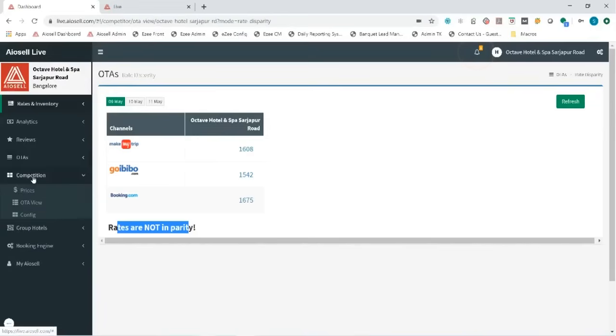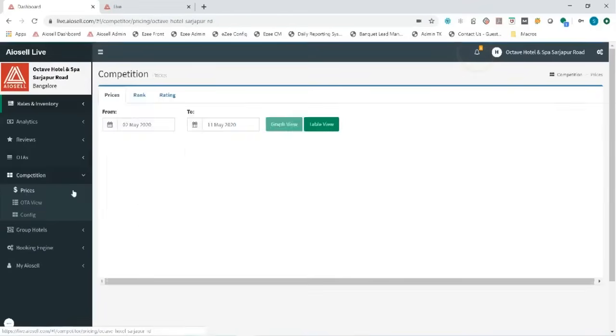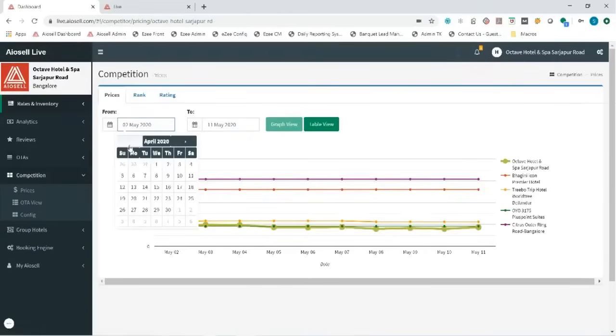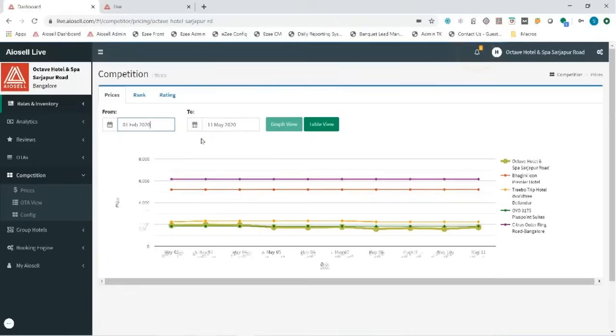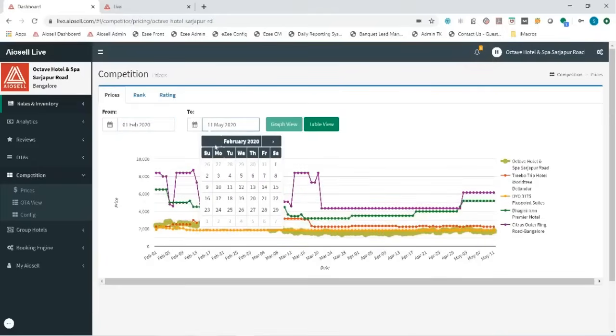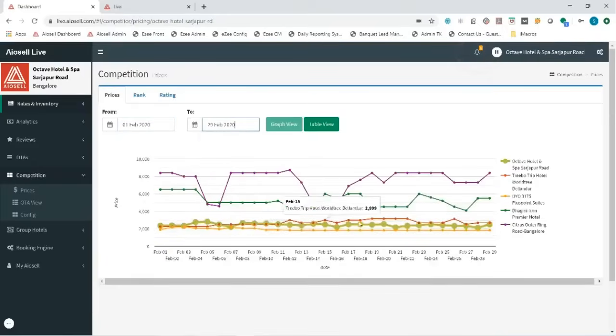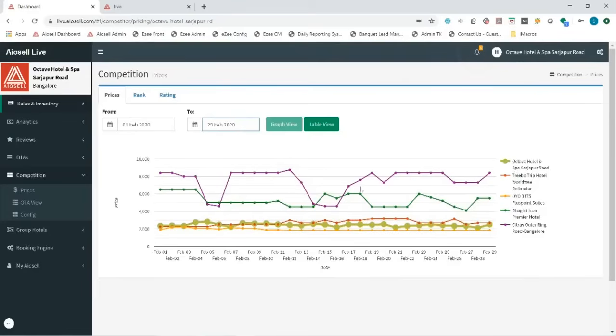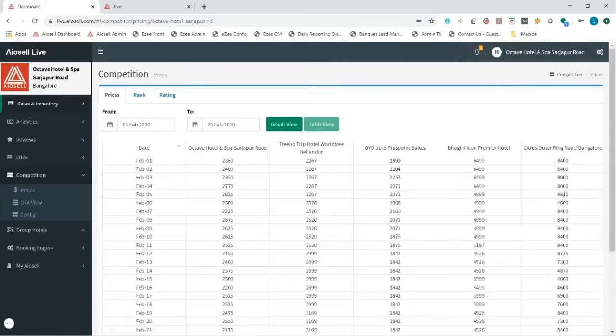The next feature that we'll discuss is competition and rate shopper. So here, let's go to an earlier time period, so we'll see much better data. And you'll see you can define up to 5 competing hotels. You can see the rates of your competition hotels, movement with your own hotels. You can see this at a graph view or a table view.